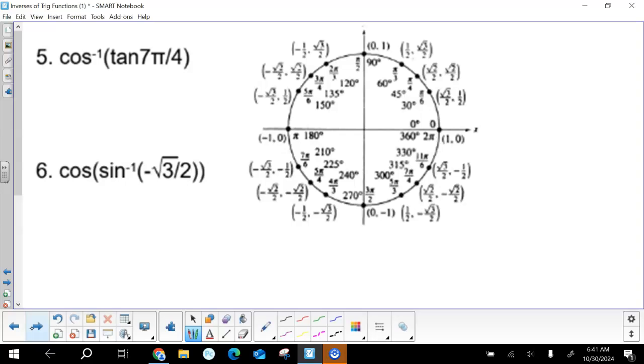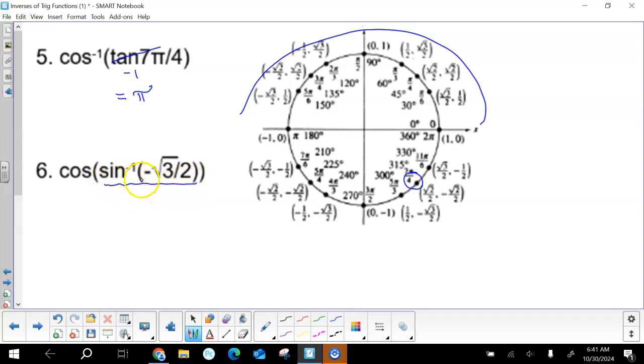Here it's just some more composition of functions. Tangent of 7 pi-fourths. Tangent of 7 pi-fourths right here would be, 7 pi-fourths is right here. That's negative 1. So at what angle is cosine inverse negative 1? And remember, cosine lives here to here. That would be pi.